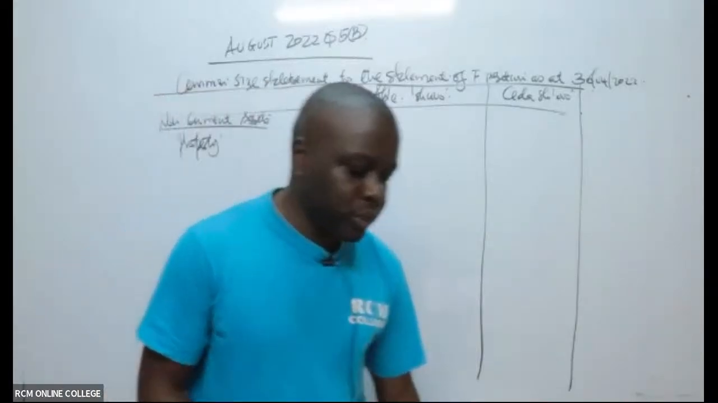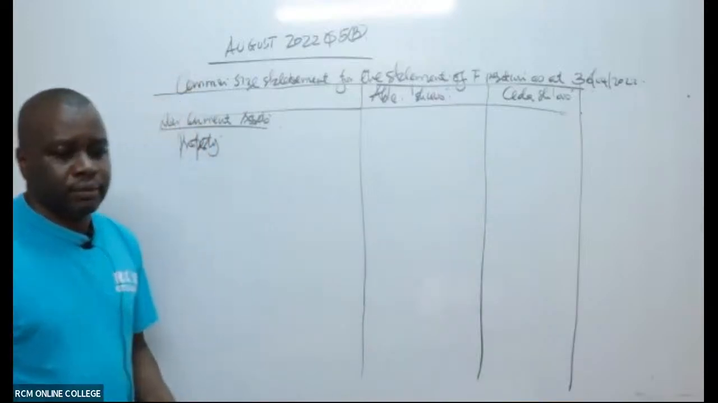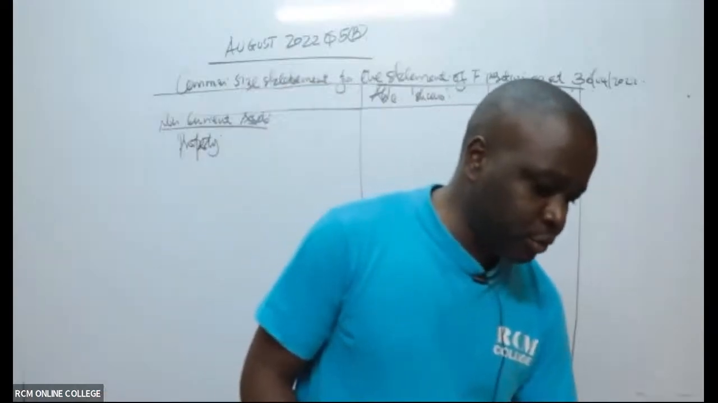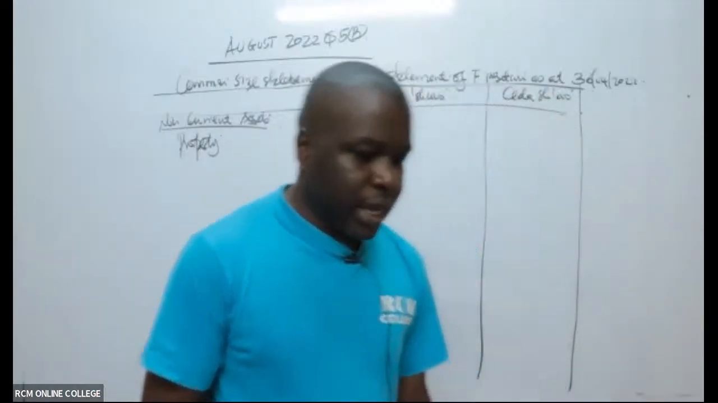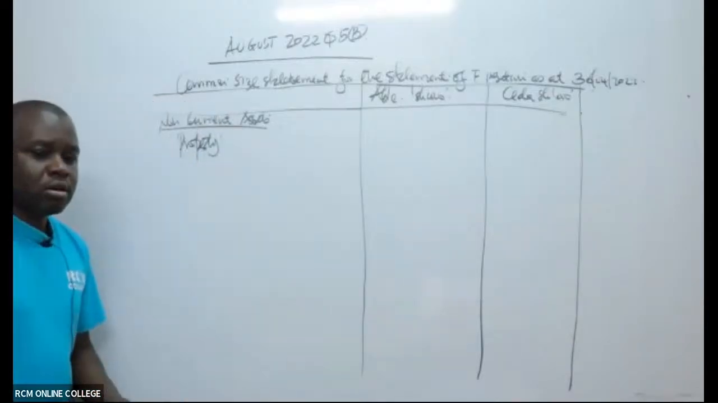In this case, use the total assets as the base. I can see J says 29.2%. Is it correct? I can see also T says 29.2.